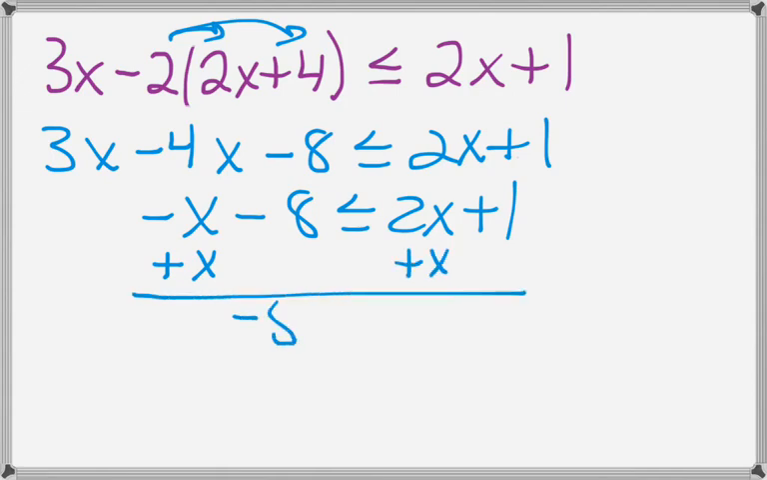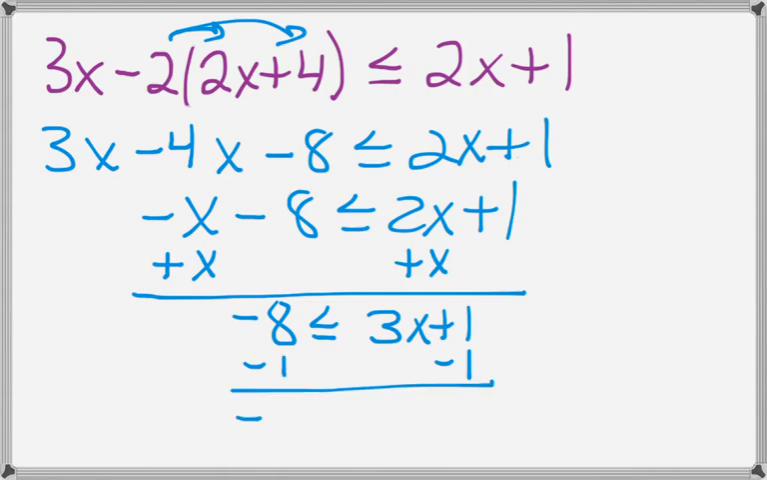A lot of people prefer to put the variable on the left, and you'll see why in a minute, but it works this way too. So I wanted to show you this. Okay, so I added x to both sides. I got my x's on the right, so I'm going to subtract 1 to get my constant terms on the left. So I have negative 9 is less than or equal to 3x.